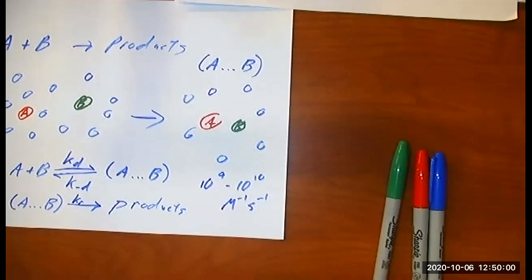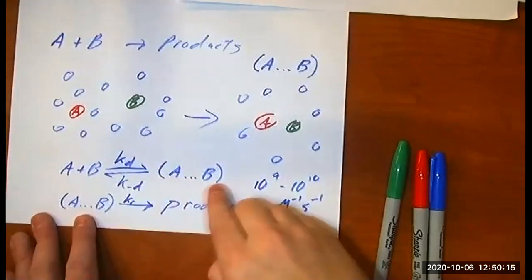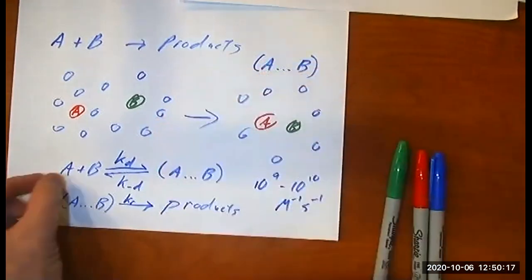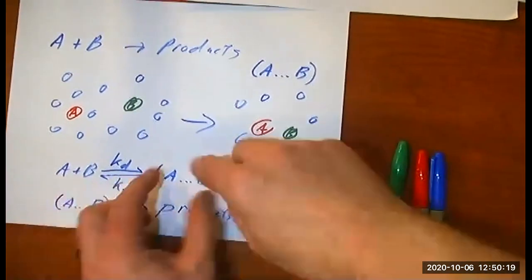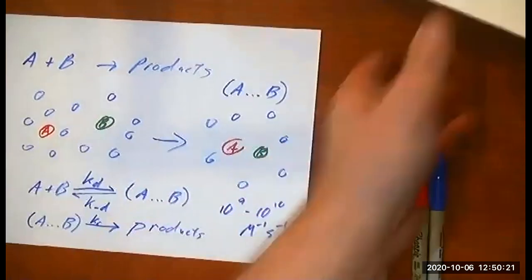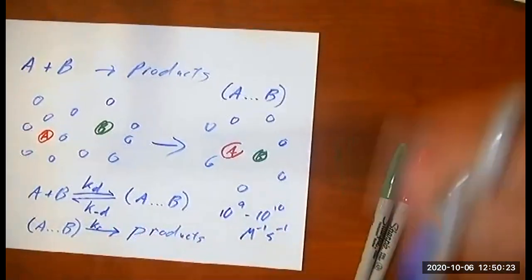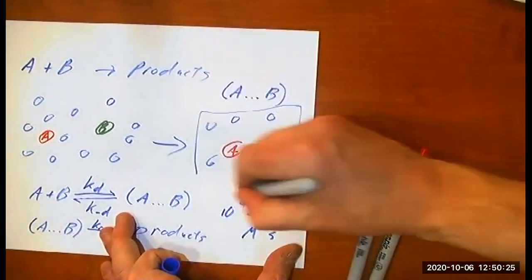Yes? Does the A dot dot dot B have a numerical value? That is the A dot dot dot B in parentheses, that is considered to be a species, just like A is a species and B is a species. This is a notation that we use to talk about this picture right here.